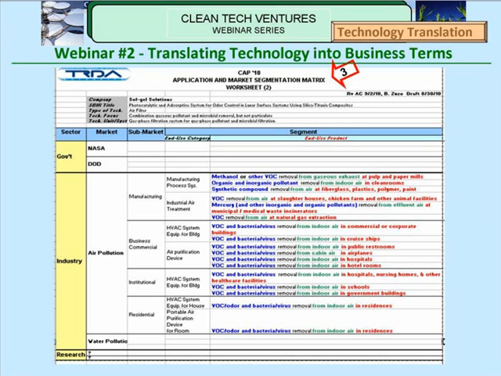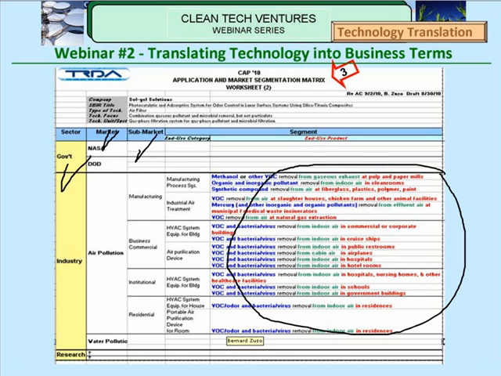We took a look at this information already. Now where we want to get to is the segments. This is a technology that's different. It is an air filter technology. Its technology permits the removal of odor, organic materials, and also pathogens.